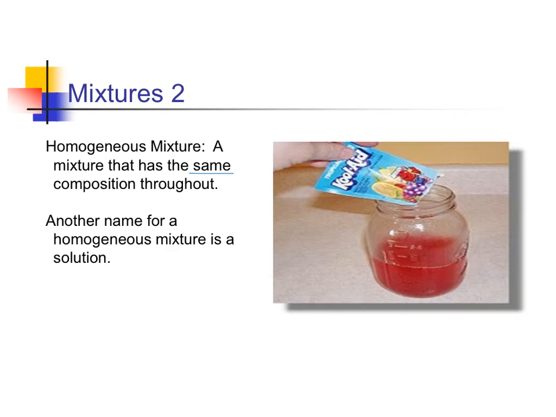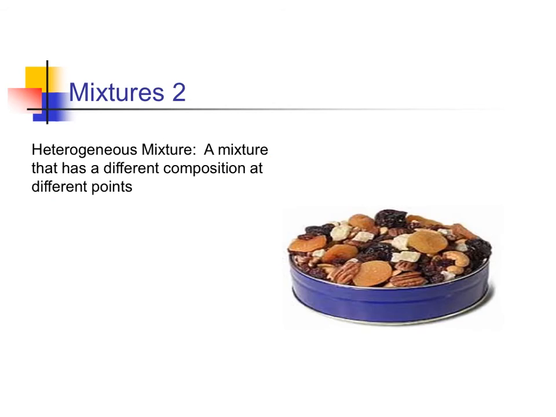Same composition throughout. You want to buy paint and have it shaken or stirred really good at the hardware store so that when you go to paint, it's the same composition throughout. Now, a heterogeneous mixture has different compositions at different points, and I use a trail mix here, and you have your dehydrated apricots, and you have some dates, and you have some pecans and walnuts, and ooh, a little cashew there, everybody's usual favorite.